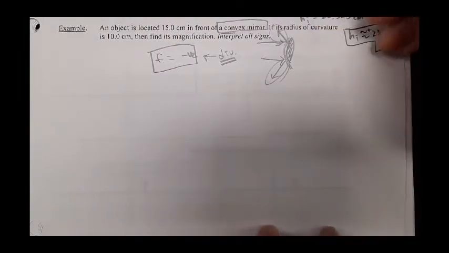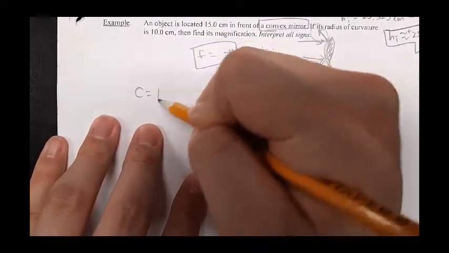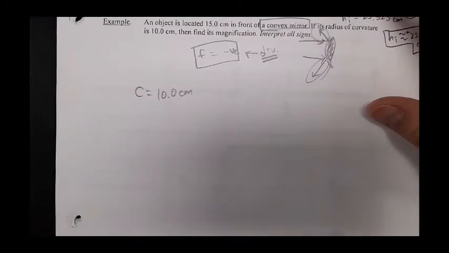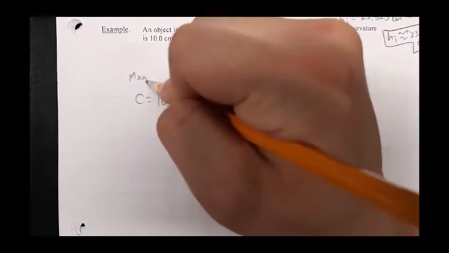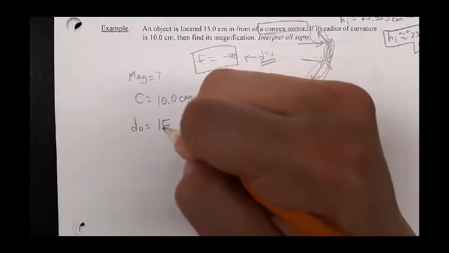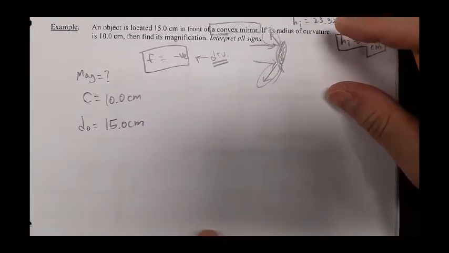If the radius of curvature is 10 centimeter, so C is 10.0 centimeter, or some people put R, radius of curvature, doesn't really matter. Find out the magnification. MAG is equal to question mark. And interpret all of the sign. First of all, we have DO is given, which is 15 centimeter. And whatever object size, height, and distance is always positive.